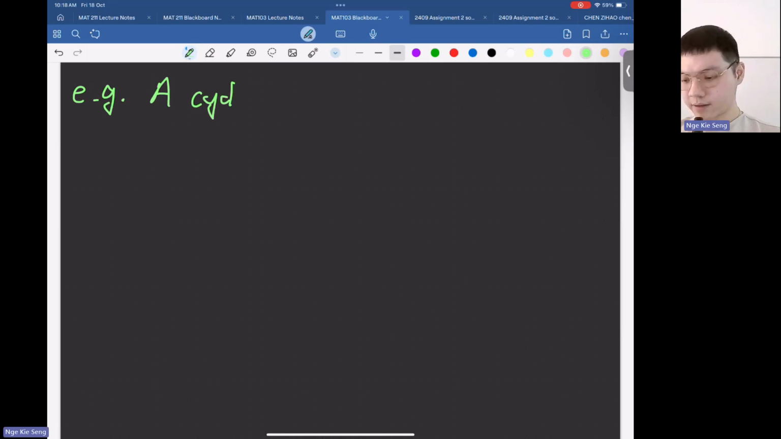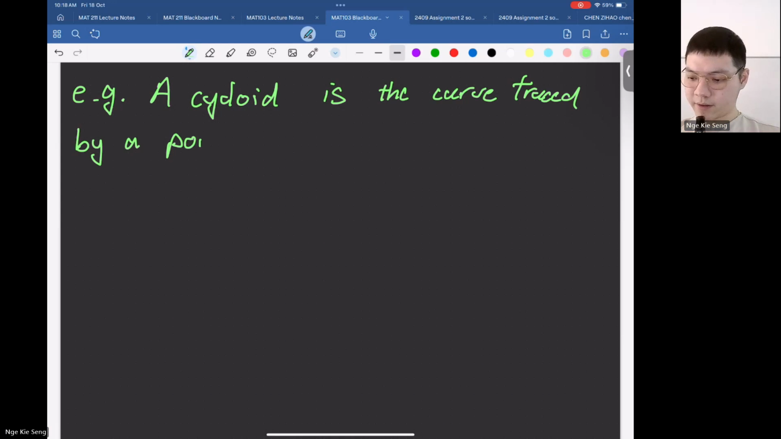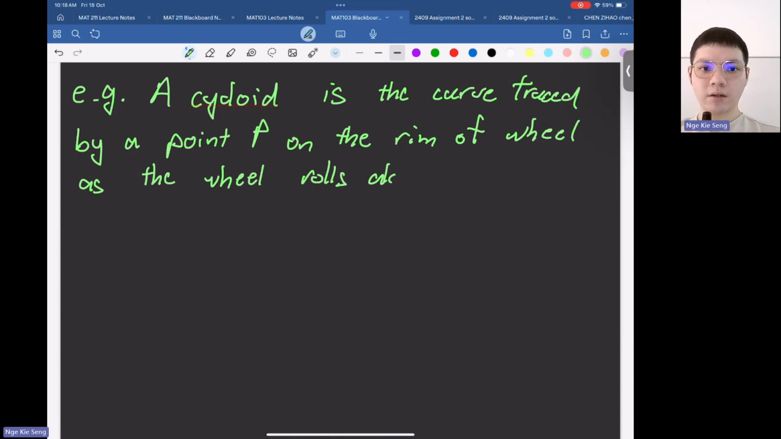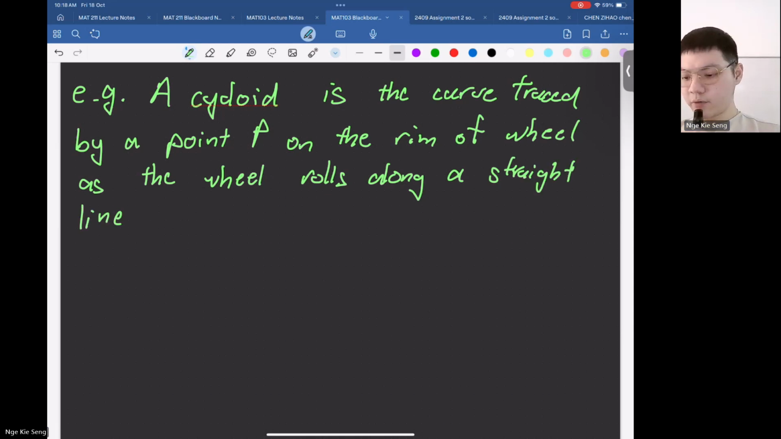a cycloid. So what's a cycloid? A cycloid is the curve traced by a point on the rim of a wheel as the wheel rolls along a straight line without slipping.